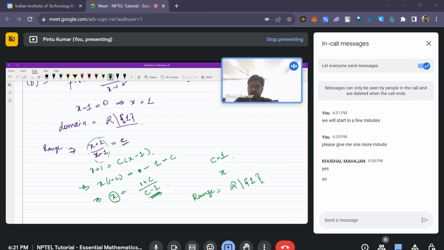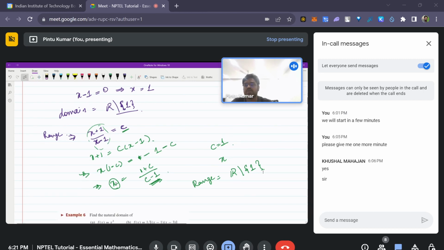Okay, so if anybody has any doubt, you can either type it into the chat box or you can unmute yourself to ask the question.